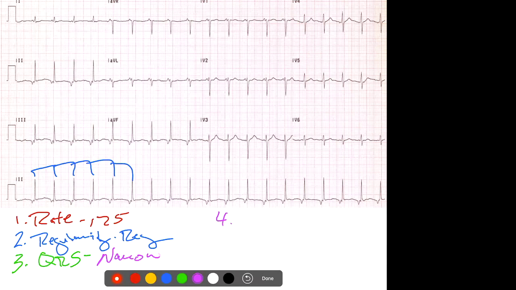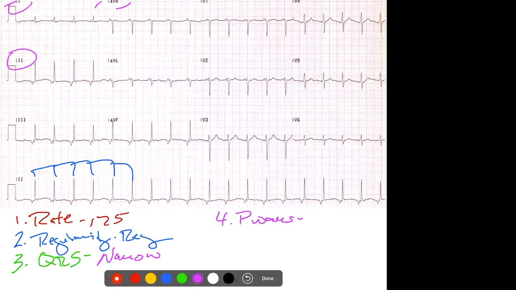So we'll have to figure out exactly where. The next thing would be to look at those P waves. Looking at the P waves to determine if it's sinus or not, which leads would we look in? 1, 2, and AVR. Very good. If it's sinus, we want those P waves to be upright in 1 and 2 and inverted in AVR. What do we have going on here?